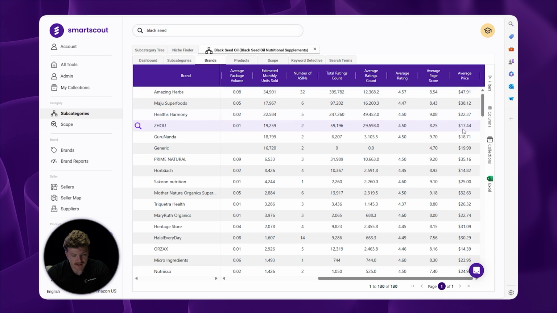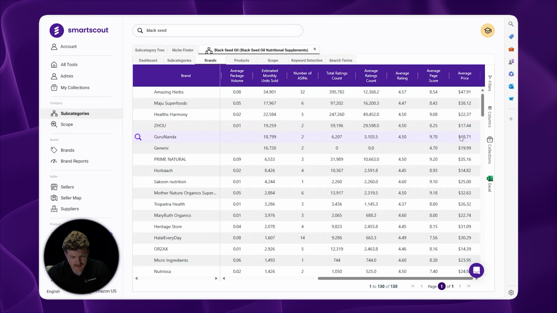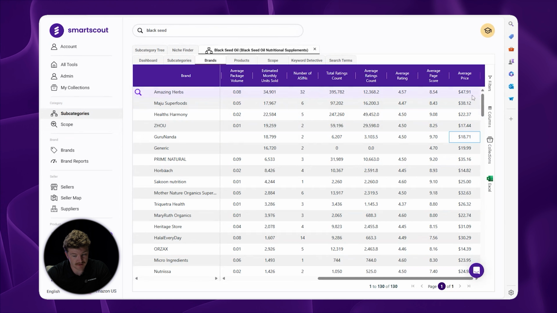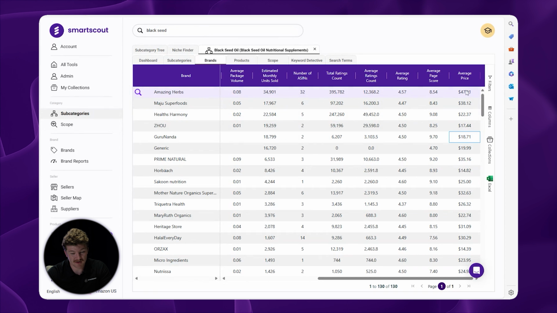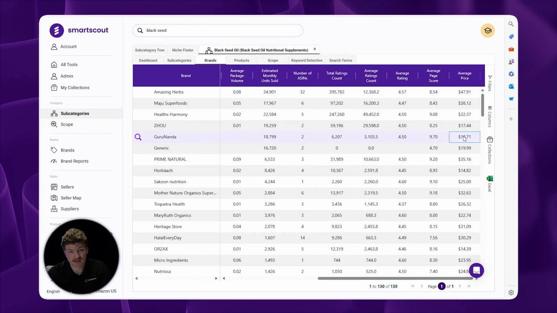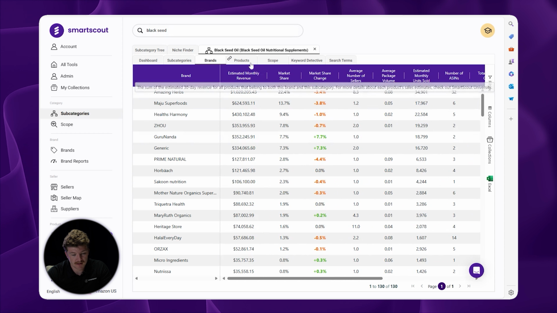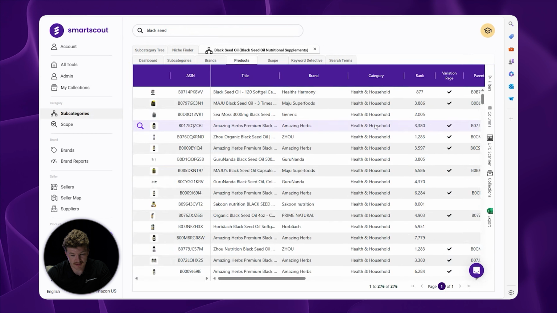So coming back over here, we can also see the average prices, right? Guru Nanda, they are definitely a price leader in this. Okay, we can see that Amazing Herbs, their average price is $50, whereas Guru Nanda is only $18 on average across their products. Okay, so let's actually look at the products that Guru Nanda has here.